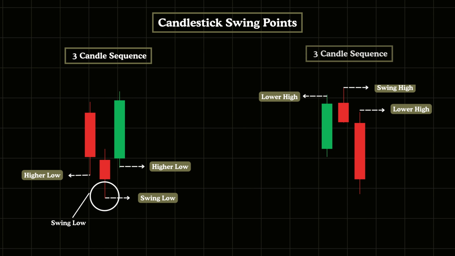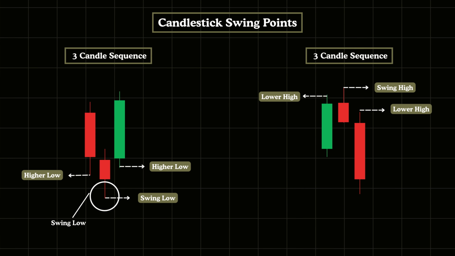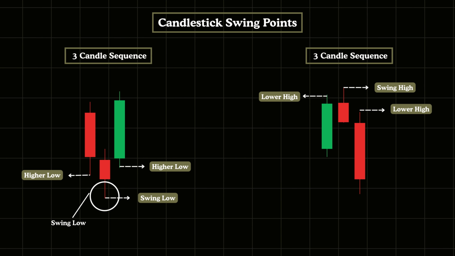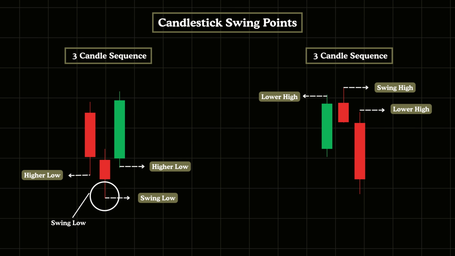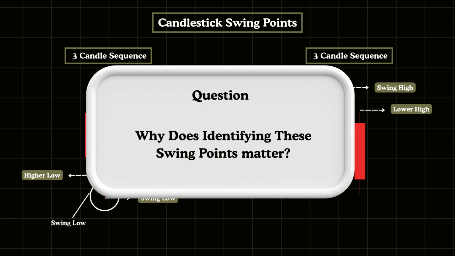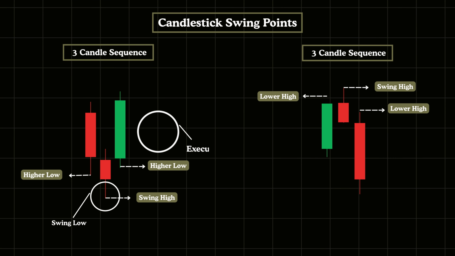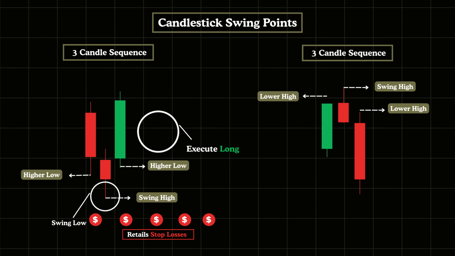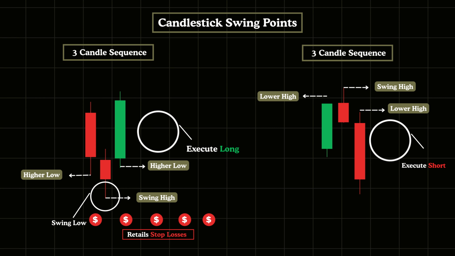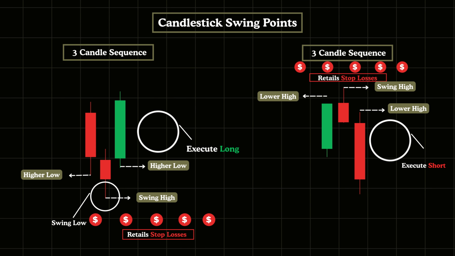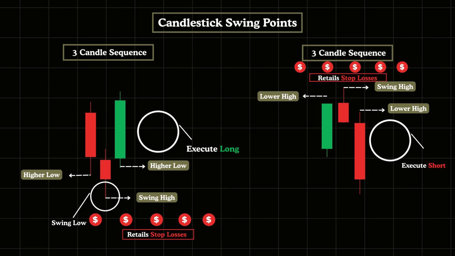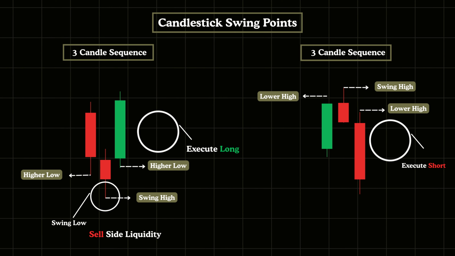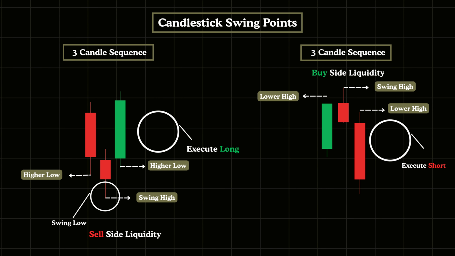On the flip side, a candlestick swing high is also a three-candle sequence where the highest high lies between two lower highs. This pattern marks a significant point of resistance from a market structure standpoint. So, why does identifying these swing points matter? If a trader goes long near a swing low, they'll usually place their stop loss just below that low. Likewise, if they enter a short near a swing high, the stop loss is likely placed just above that high. From this logic, the stop orders resting below the swing low are considered sell-side liquidity, while the buy-stop orders stacked above the swing high become buy-side liquidity.